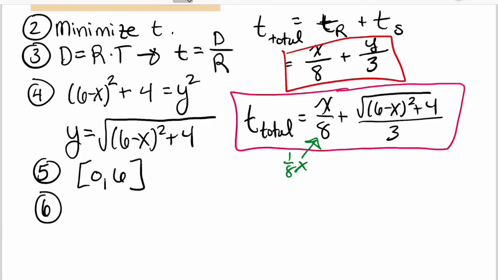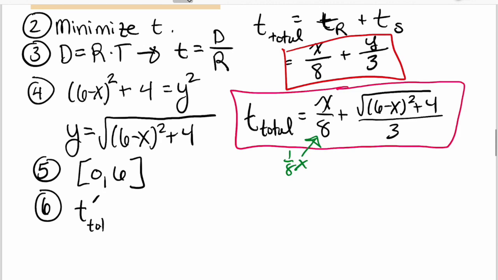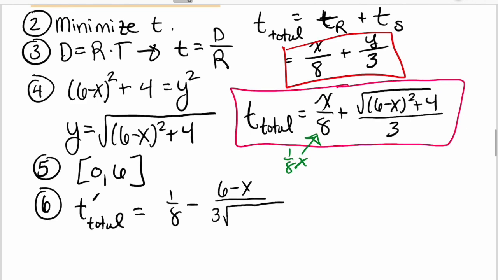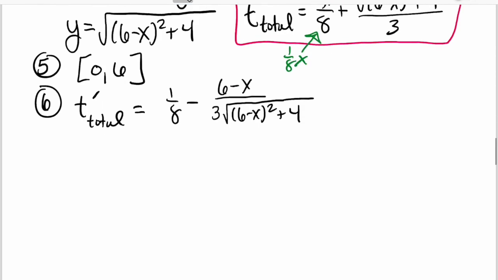So off to the side, use your quotient rule and your chain rule and do all that to practice, and make sure that when you take the derivative of the total time, you get 1/8 minus (6 minus x) on top, and then on the bottom, 3 times the square root of (6 minus x) squared plus 4. So there's your derivative. Now, to finish step 6, we need to find the critical values. So we're looking to see what makes the derivative undefined or 0.